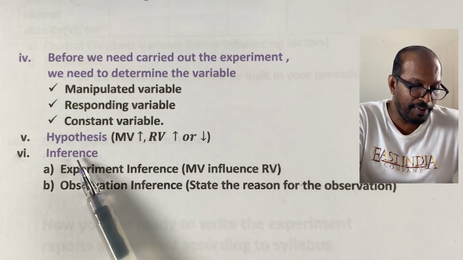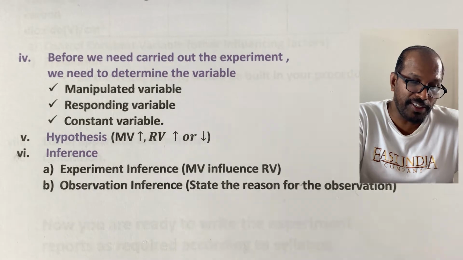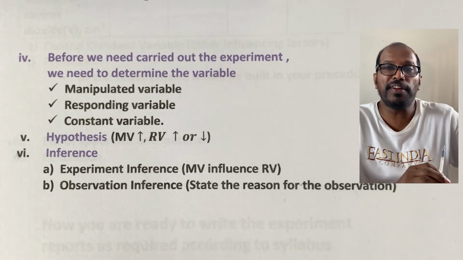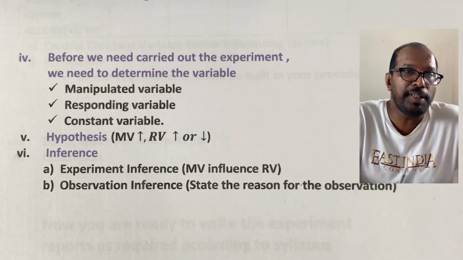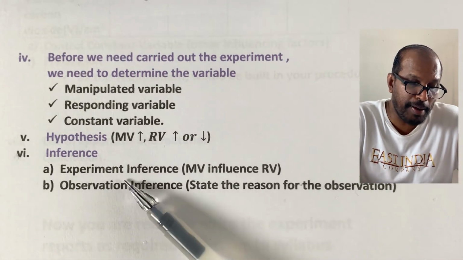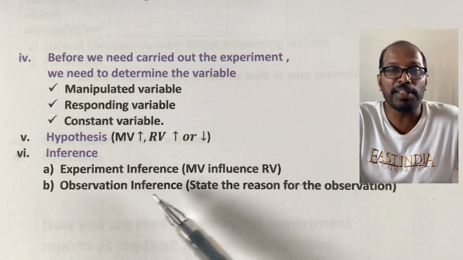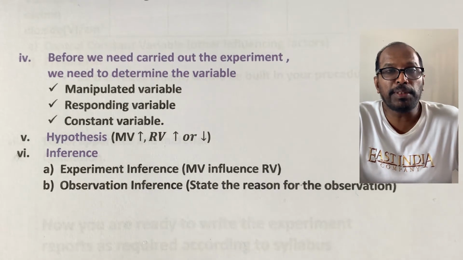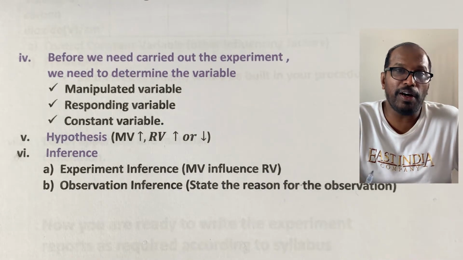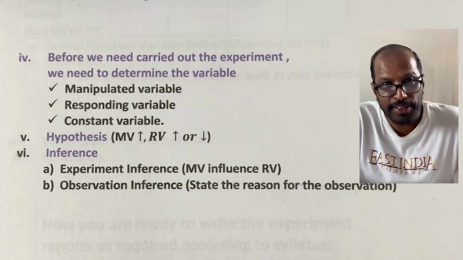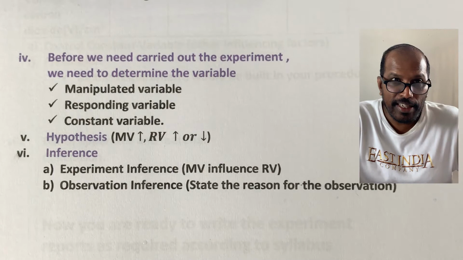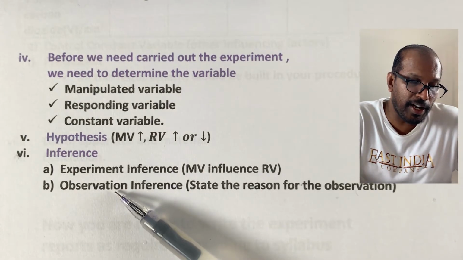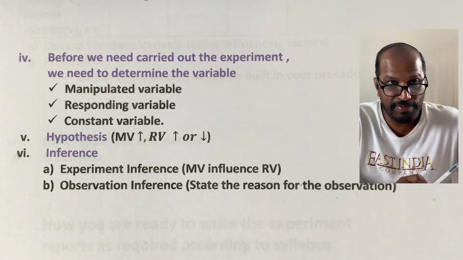And then fifth, we can go to the inference. When you are answering the inference, all students must understand whether the inference is being stated as an inference of an experiment or an observation inference. Sometimes they ask you to write the observation of the experiment, then in the next column, write the inference. It means they are requesting you to write the observation inference.